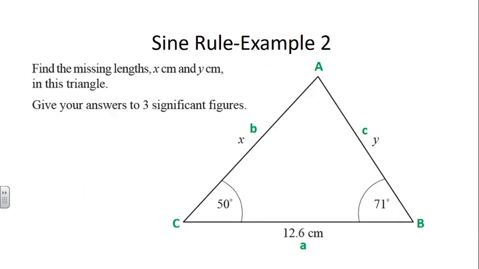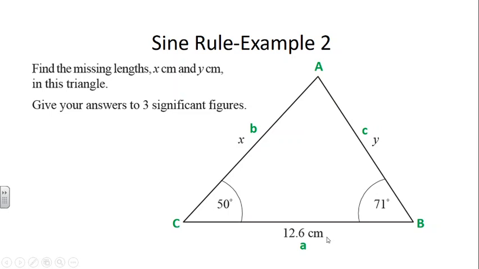This one then, slightly more complicated. At first glance, notice this 12.6 doesn't actually match up to an angle. So for us to work out X, we've got a pair, but nothing to pair the 12.6 to. This is a common type of question in an exam.